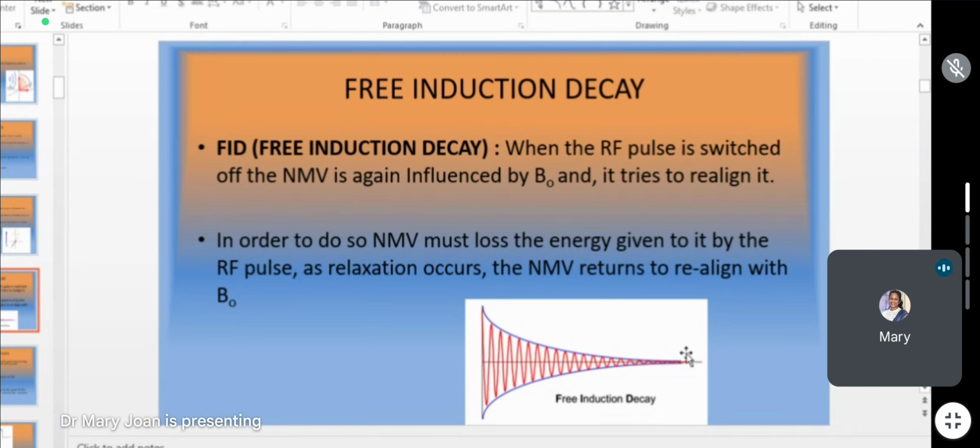And free induction decay, or FID: when the RF pulse is switched off, the NMV, the net magnetization vector, is again influenced by B0 and it tries to realign with it. In order to do so, the NMV must lose the energy given to it by the RF pulse, and as relaxation occurs, the NMV returns to realign with the applied magnetic field B0.